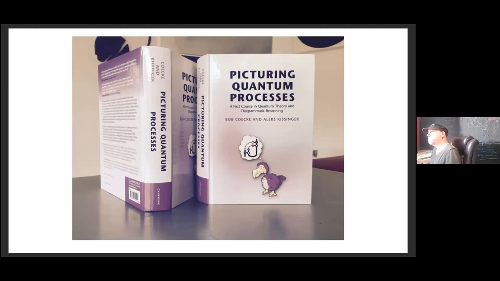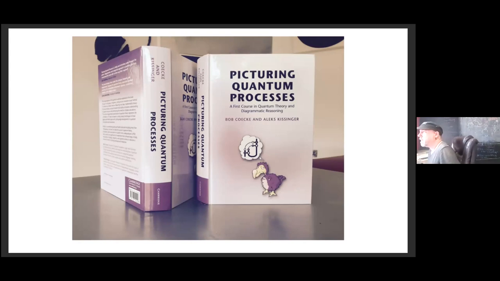Now in 2017, we produced a book, Alex Kissinger and I. That's why he showed up as an agent. Picturing Quantum Processes. It's pretty thick. It's 900 pages, but it goes well beyond what I just explained. It goes well beyond just black boxes and wires. So it's basically a full course of quantum theory, entirely diagrammatic, plus the explanation of how you should think of Hilbert space in terms of these diagrams and all that.